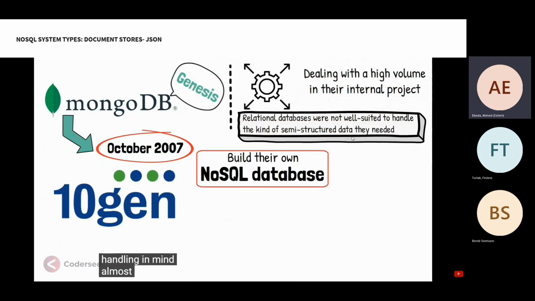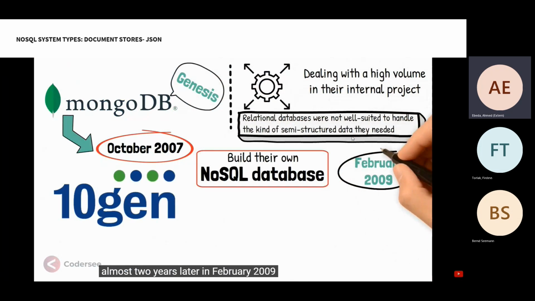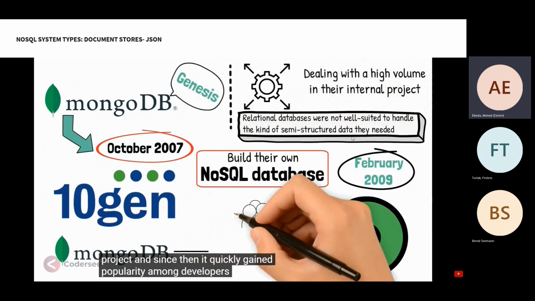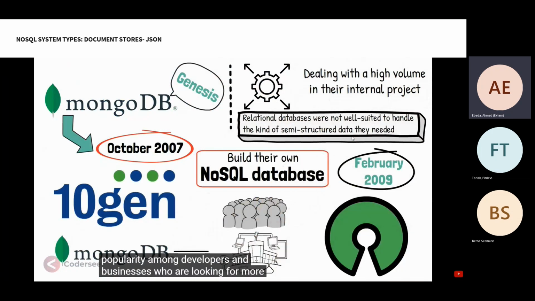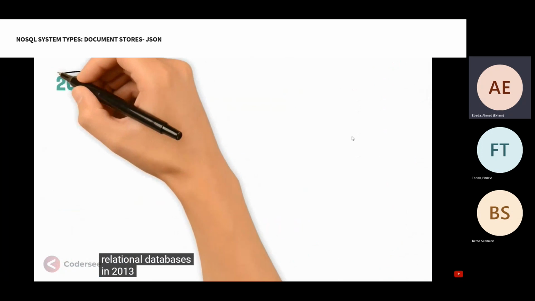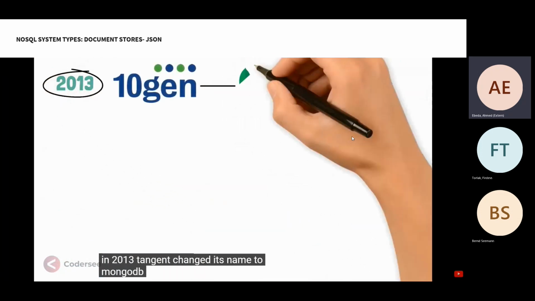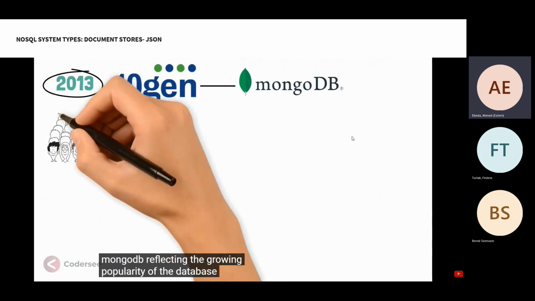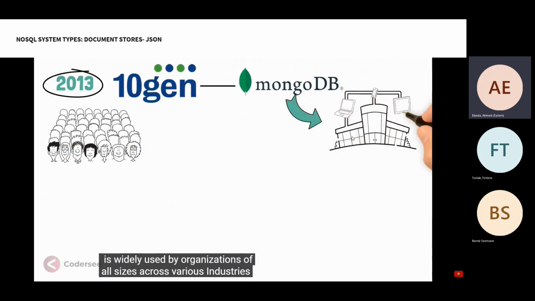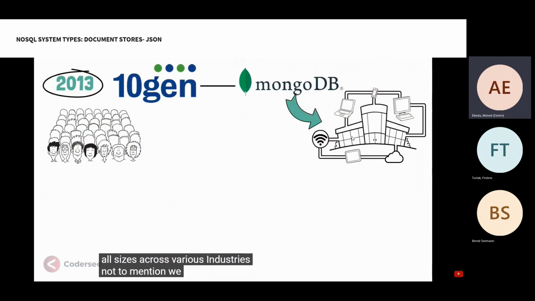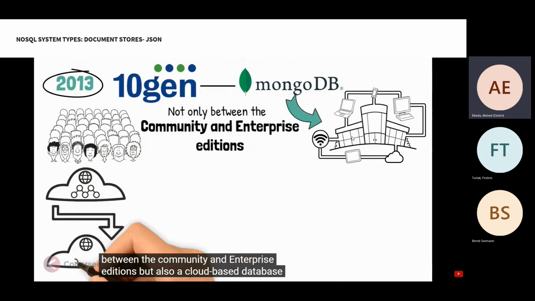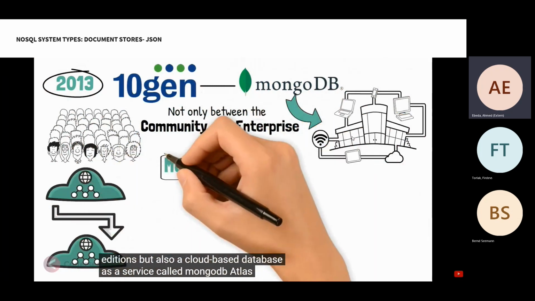Almost 2 years later, in February 2009, Mongo was released as an open source project, and since then, it quickly gained popularity among developers and businesses who are looking for more flexible solutions, of course, compared to relational databases. In 2013, Tengen changed its name to MongoDB, reflecting the growing popularity of the database. And today, Mongo is widely used by organizations of all sizes across various industries. Not to mention, we can choose not only between the community and enterprise editions, but also a cloud-based database as a service called MongoDB Atlas.